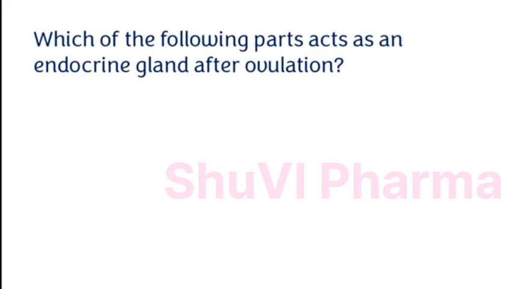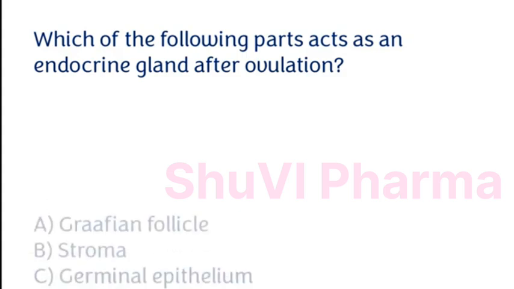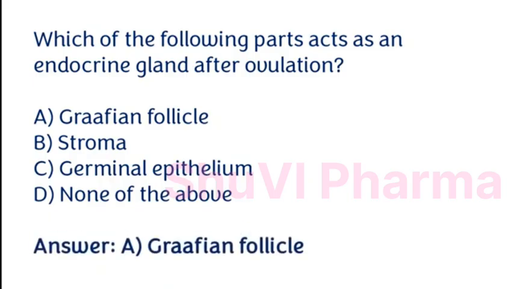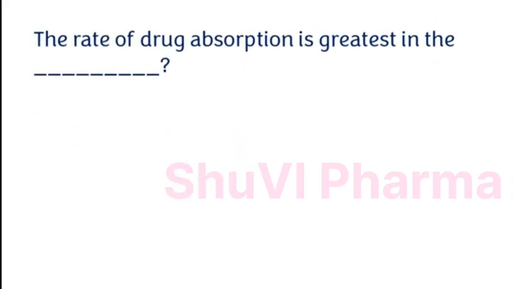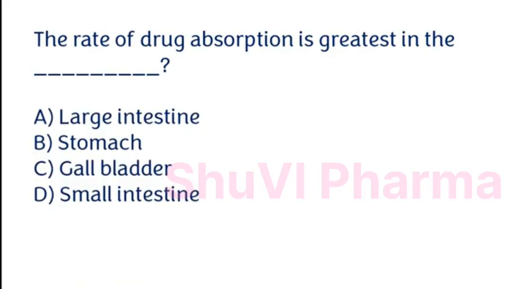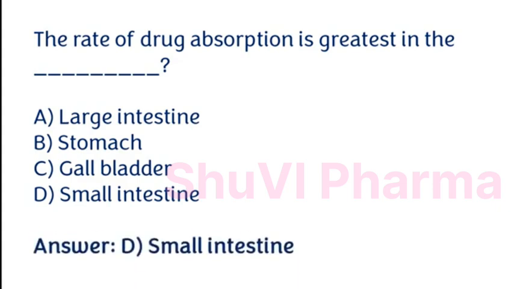Which of the following acts as an endocrine gland after ovulation? Graafian follicle, stroma, germinal epithelium, none of the above. The correct answer is option A. Graafian follicle acts as an endocrine gland after ovulation. The rate of drug absorption is greatest in the large intestine, stomach, gallbladder, small intestine. The correct answer is option D. The rate of drug absorption is greatest in the small intestine.